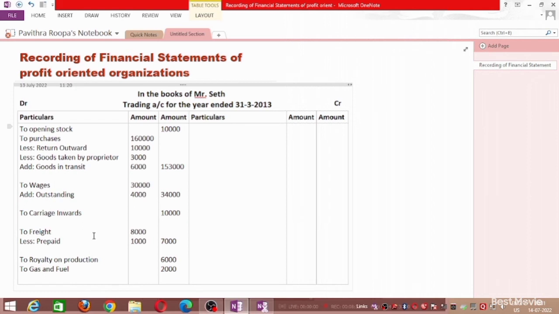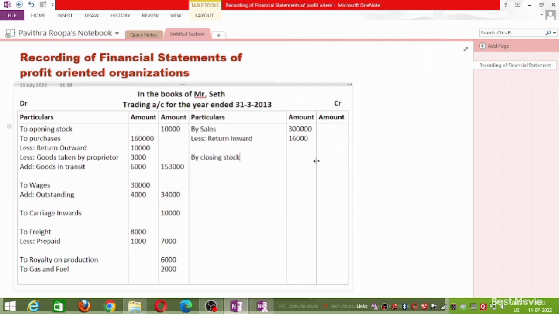Let's go to the credit side. Sales. Amount is rupees 3 lakhs, and also there is an adjustment for that. We have to deduct sales return, that is return inward. Amount rupees 16,000.